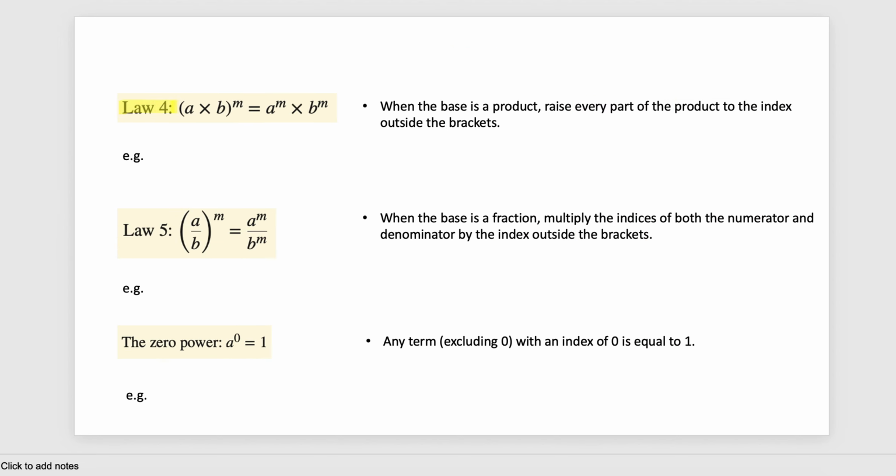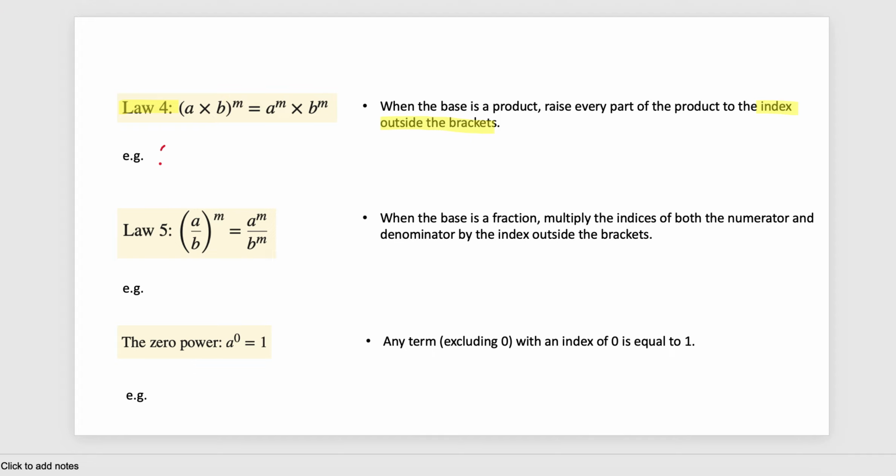Some more index laws here. So index law 4, when the base is a product, such as this, a times b, and it is raised, so every part is raised to an index outside the bracket. Okay, so what we do is we go a to the power of m times b to the power of m, because a times b are both inside the brackets.